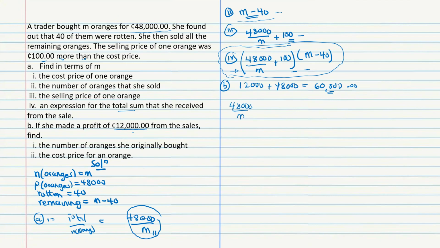So I can say 48,000 all over m, then plus 100, and that one is multiplying m minus 40, in this case, and that is equal to 60,000. For some better reasons, space is now an issue, so let me just solve it on my black screen and paste the result here. So the equation that we had earlier was 48,000 all over m plus 100 multiplying m minus 40 is equal to 60,000, right? So with this we can solve it mathematically.